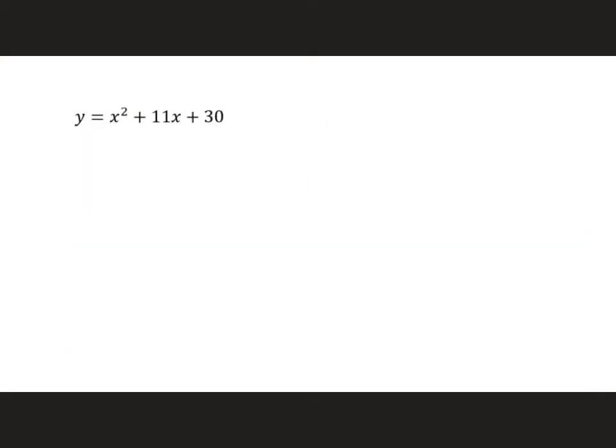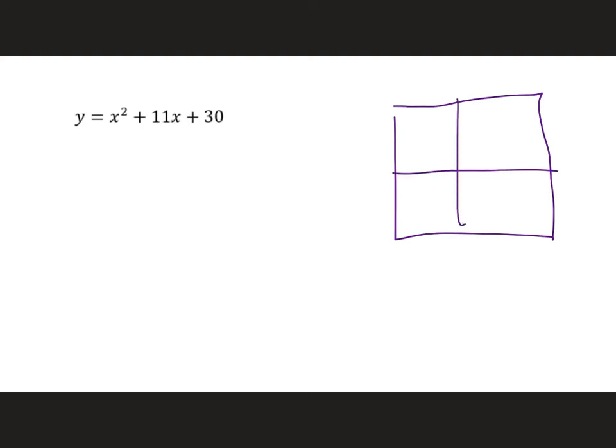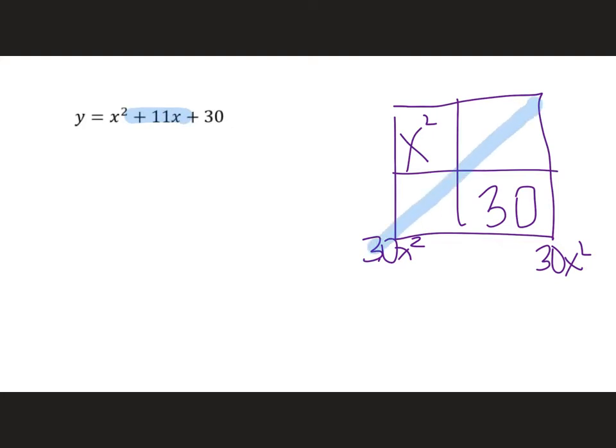Okay, so this one, again, we're going to come up with two binomials. So I'm going to go ahead and create my box. And I know that the top left would be the ax squared. In this case, it's just x squared. And the bottom right would be c, which in this case is positive 30. Now I know that this diagonal has a product of 30x squared, which means that this diagonal should also have a product of 30x squared. And I also, looking at my terms here, know that this diagonal should combine to make 11x for us.